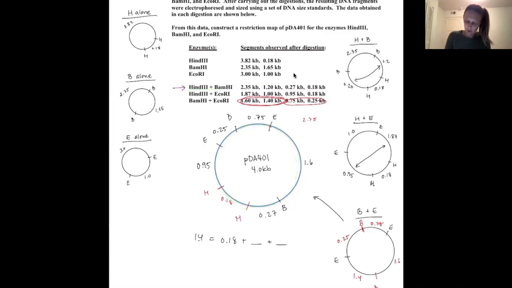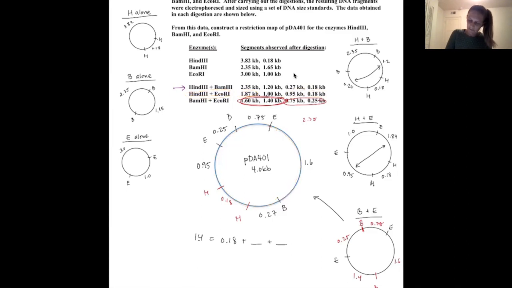So now we will go ahead and check our Hindi eco, right? So Hindi eco, so let's check this fragment first. So it should be 1.6 plus 0.27, which will give us 1.87. We should have our 0.18 there. We should have 0.95, check, and then we have 1. So that all adds up.